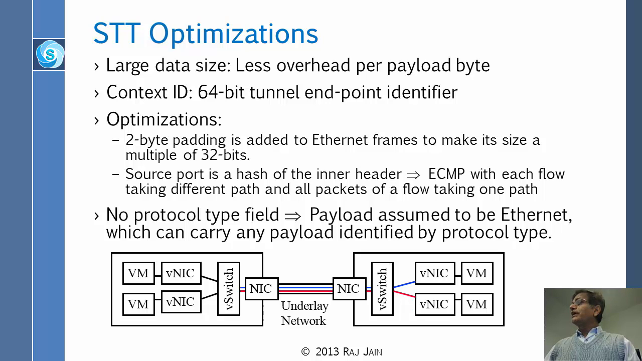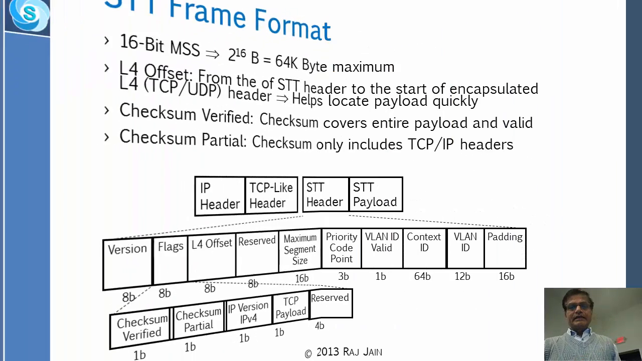There is no protocol type field. This is another thing that I think will change. Right now there is no protocol type field. The payload is assumed to be Ethernet because they are not sending anything other than Ethernet. Well, this is today, and if the protocol stays for a long time, if it is really good, people will try to send anything through it, and so they will need a protocol type field at some point. But as it is right now, there is only one payload type, which is Ethernet. Alright, the frame format.